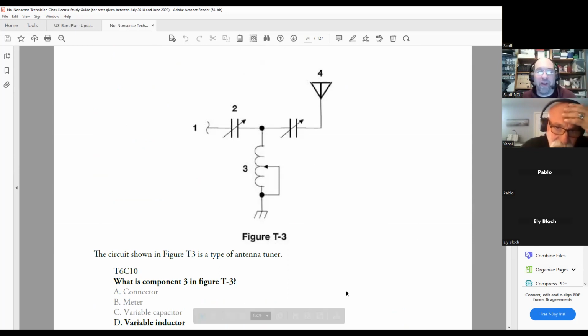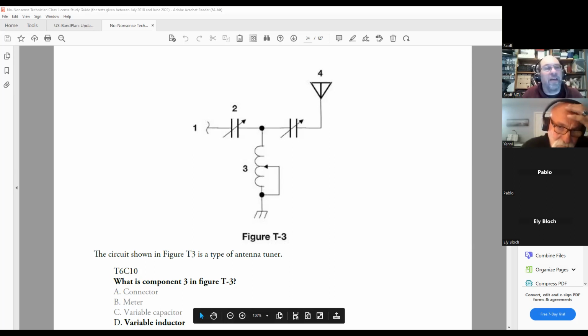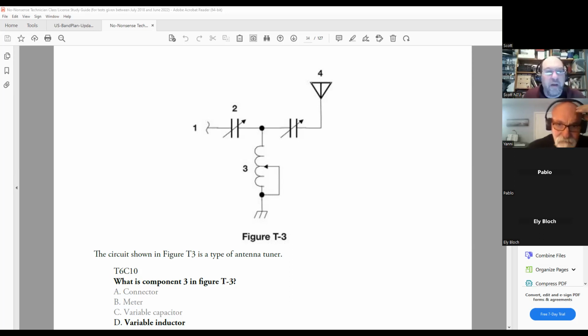And how about number 3? Transformer? Nope. That's just an inductor. But what do you notice about the inductor? It's variable. And why would that be? Why would you ever need to do that? I mean, what a weird looking thing, right? Tuning. Yeah. Okay.